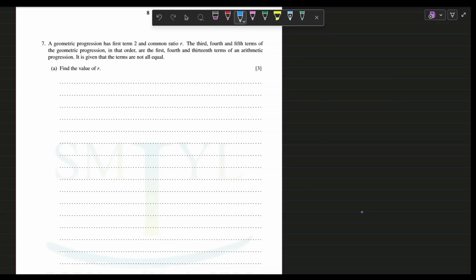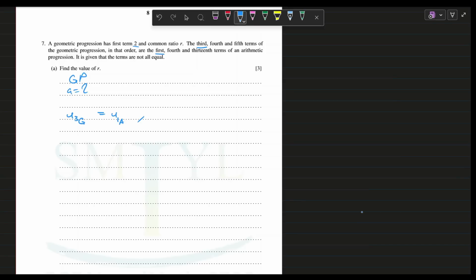Alright, so we've got a GP and an arithmetic progression. And we're told that for the GP, a is 2, and then the common ratio is r. Then we're told that the third, fourth, we'll start with the third term of the GP. So I'll write this as u3g to show that it's from the geometric progression. This must be equal to the first term of the arithmetic progression, so it must be equal to u1a.